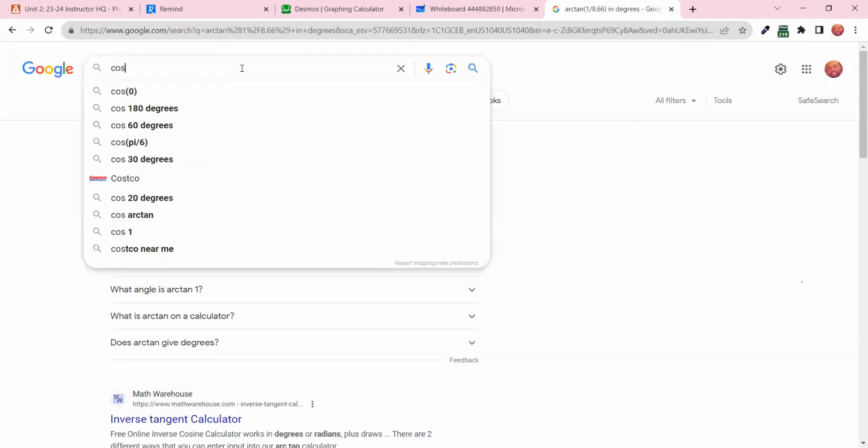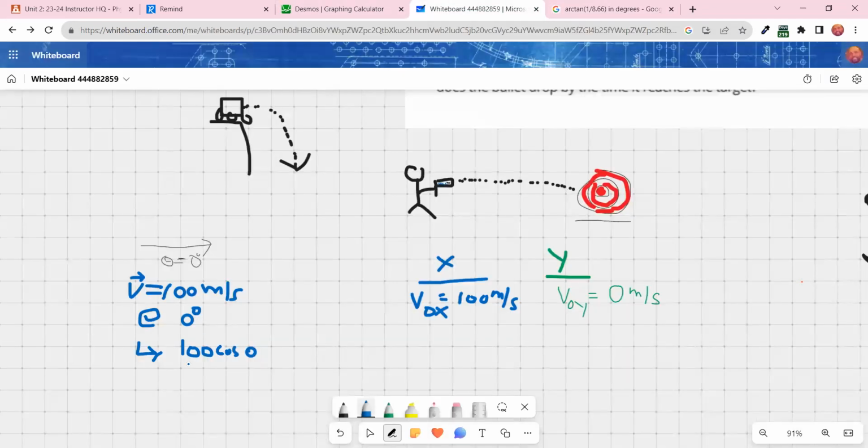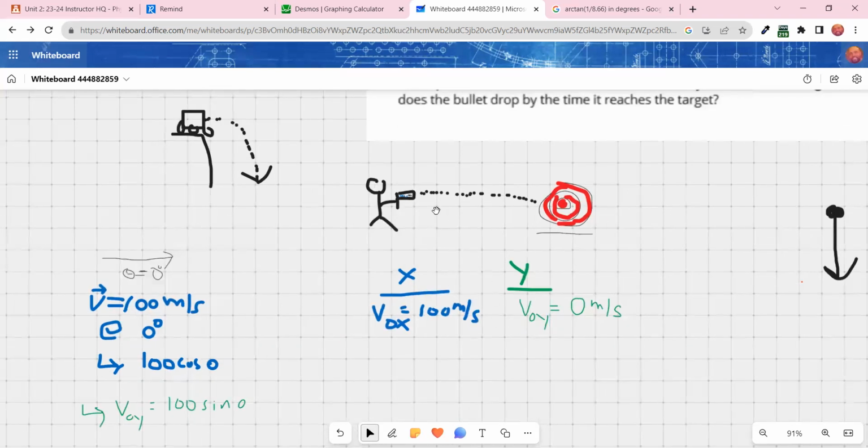One. Cosine 0 is 1, and 1 times 100 is 100. So my velocity is 100 meters per second on my x. And if I want to know my y, my velocity on my y is going to be 100 what? Sine 0. But what's sine 0 equal to? 0. Sine 0 is 0, and 0 times 100 is 0. You don't need the math to do that, but the math checks out. You can use your common sense.